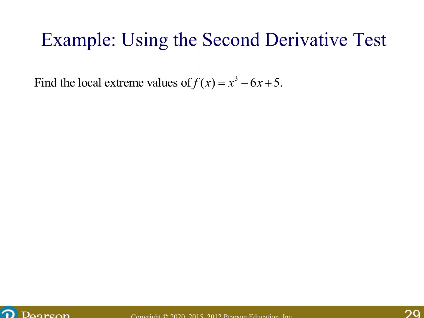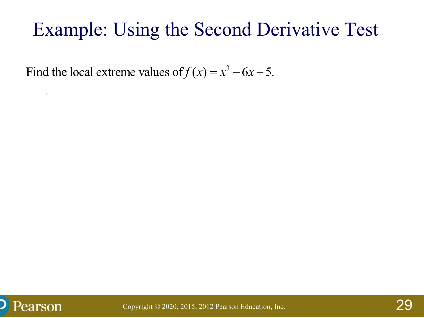So let's use the second derivative test here. Find the local extreme values, and we're going to do the second derivative today. So to do extreme values, we need the first and the second. The first is going to be 3x squared minus 6. The second will be 6x. We take the first and we set it equal to 0, and we solve.